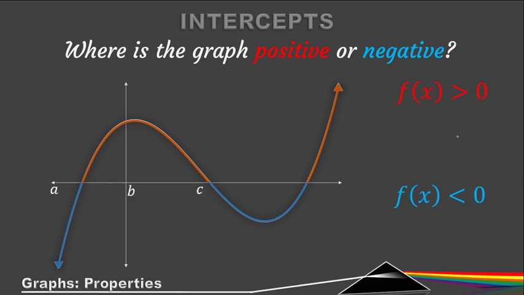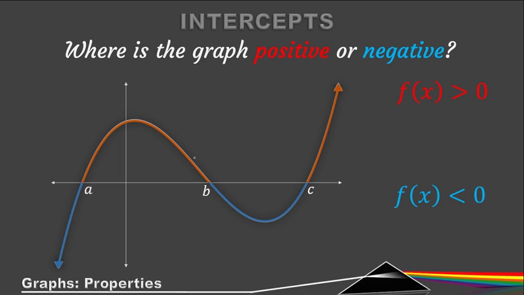Okay, so now if we have certain values like a, b, and c, which are just variables that represent numbers, and we've actually now just seen how to calculate these values by solving for the x-intercepts, by equating your normal function to 0 and solving for x. The question will say where is f(x) greater than 0, just meaning where is your graph positive. And you're going to have to give your answer in terms of x.